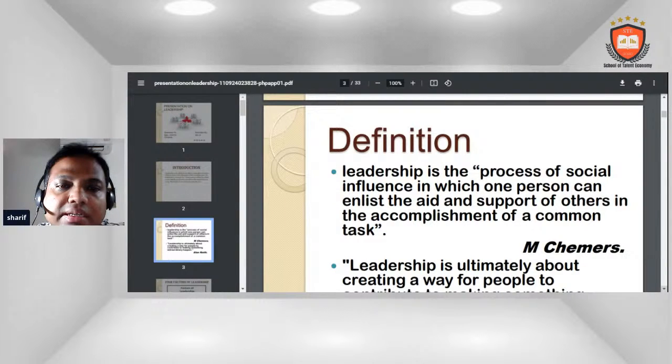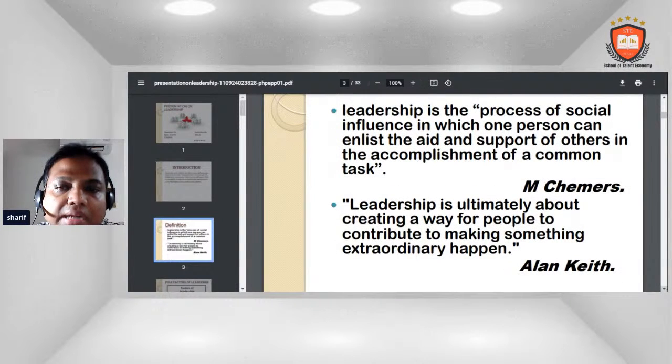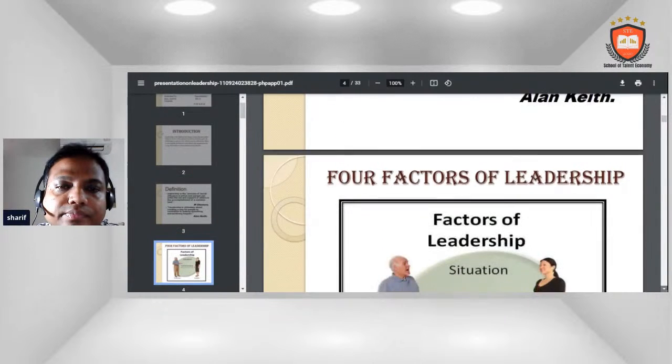Definition. Leadership is the process of social influence in which one person can enlist the aid and support of others in the accomplishment of a common task. Leadership is ultimately about creating a way for people to contribute to make something extraordinary happen.